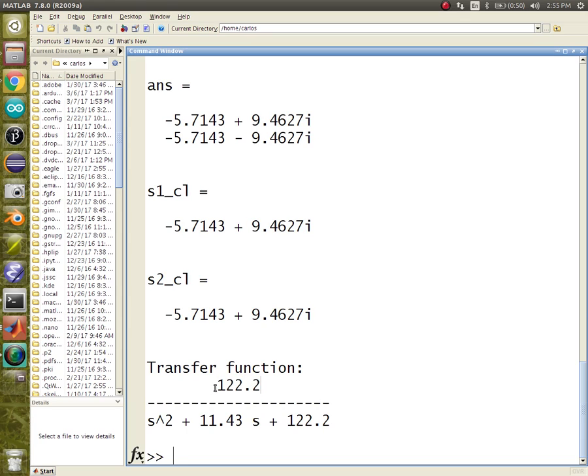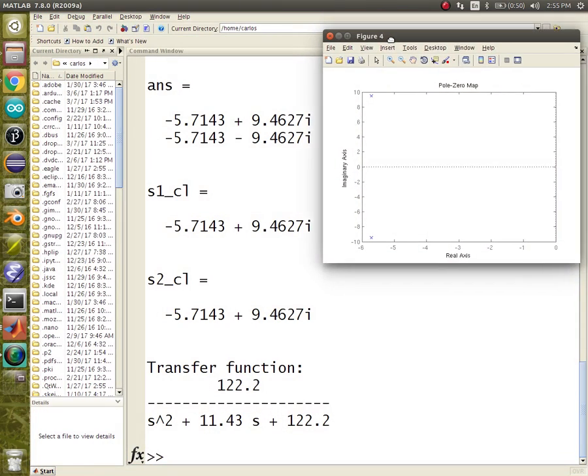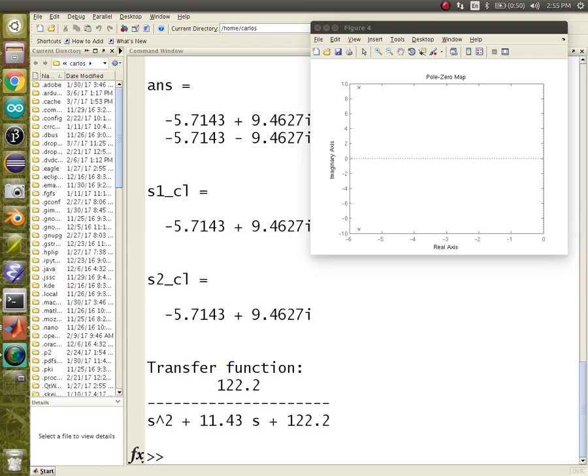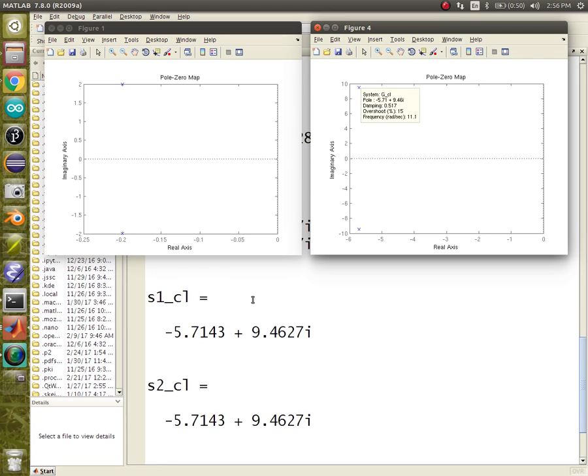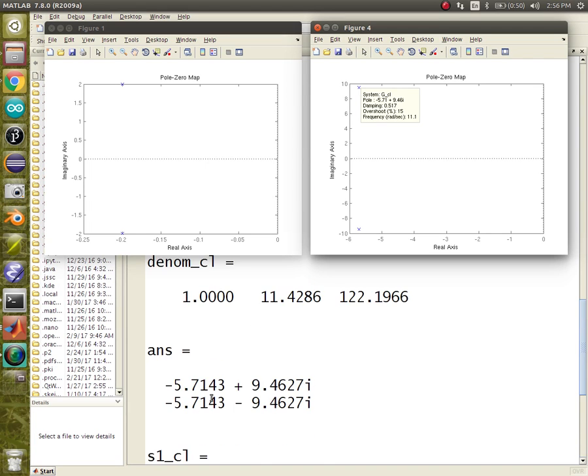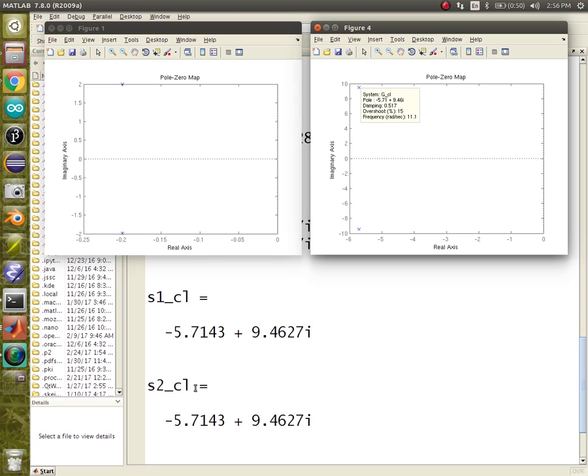Wow, it's significantly ramped up: 11.43, 122. Here are my closed loop poles and here are my open loop poles. The open loop poles are negative 0.2 plus or minus 2j. The closed loop poles are negative 5.7 plus or minus 9j. Here's the output of roots, and here's the actual computation of the roots.